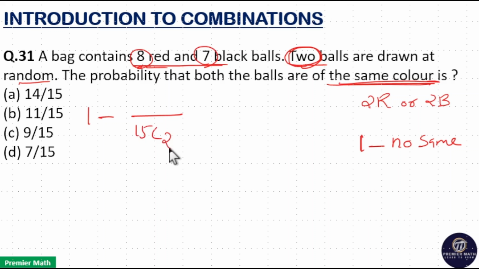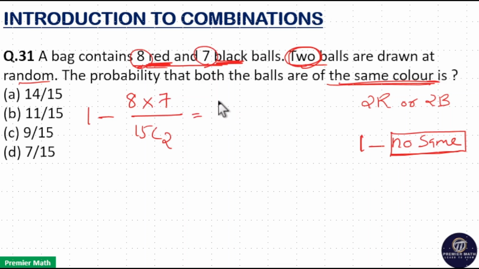We are selecting 2 balls out of it. Now, favorable outcome means probability of getting no same color as outcome. So, when you select 2 balls, you should get 2 different colors. That is, one should be red and one should be black. So the number of ways of getting 1 red from these 8 red is 8C1, which is 8. Getting 1 black from these 7 black is 7C1, that is 7.